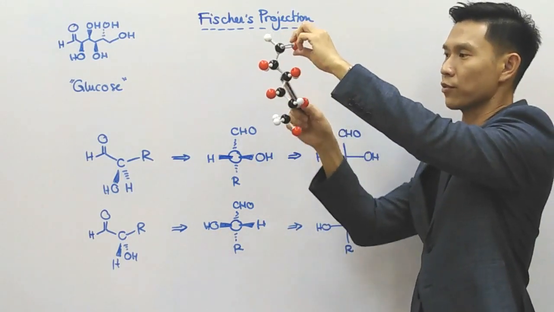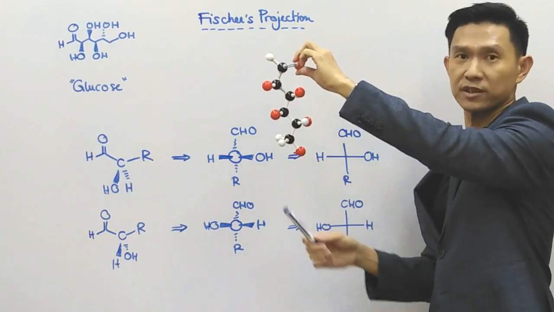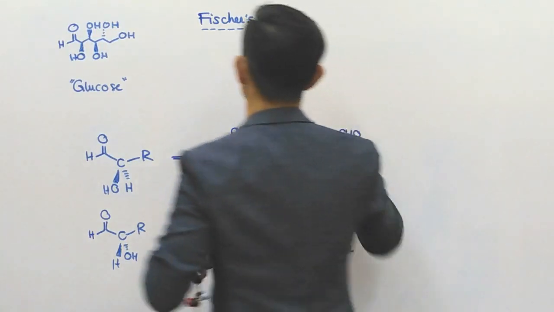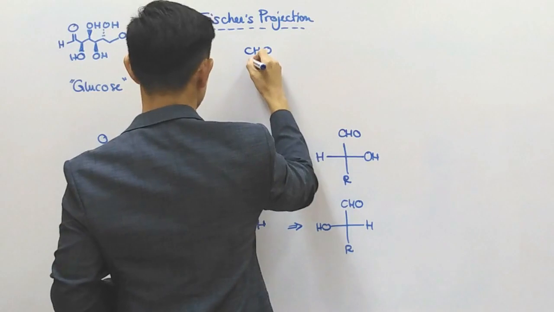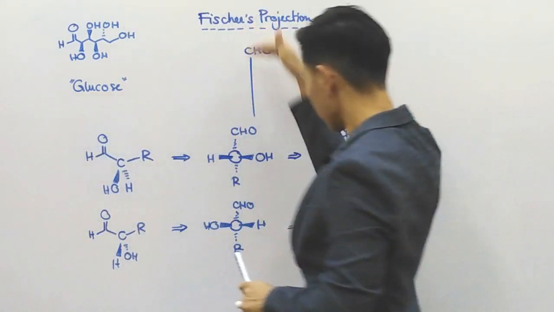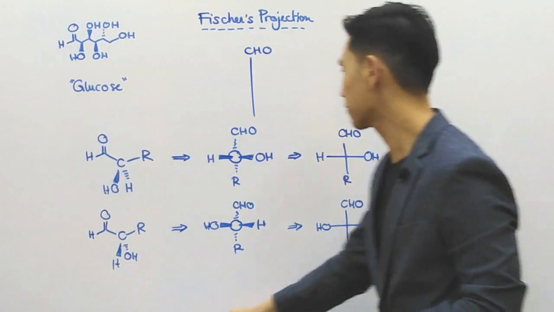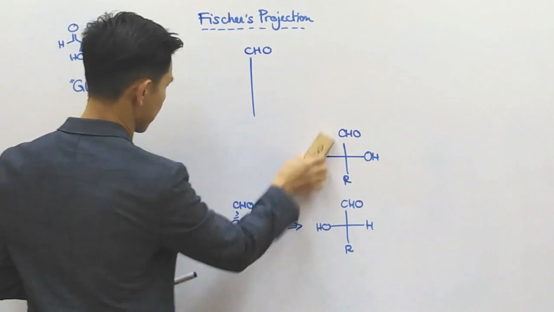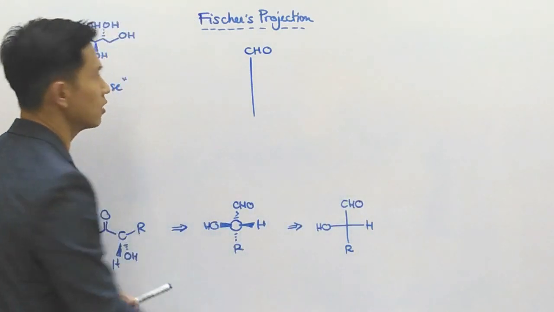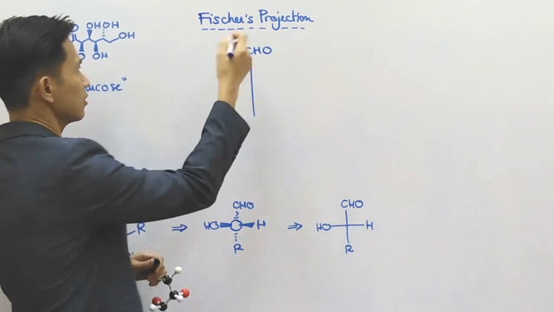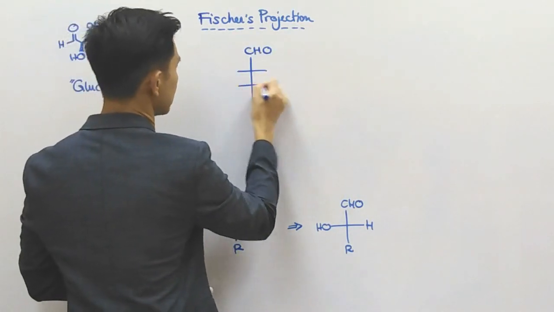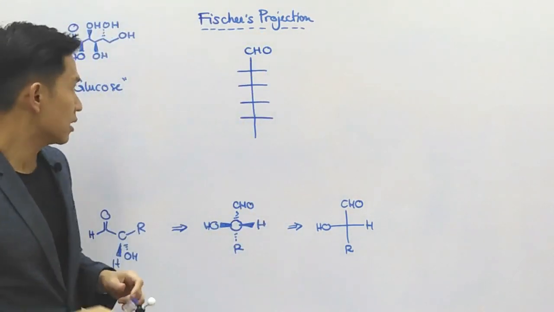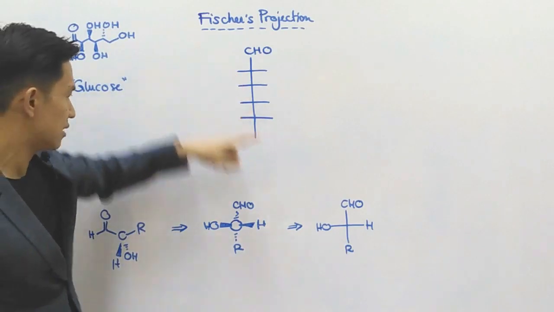And carbon number 1, 2, 3, 4, 5, 6. So we have all 6 carbons. Then we just arrange them downwards. So first of all, the aldehyde is on top, and we have several carbons running down vertically. So now, it's out of space. I have to erase something. Okay, so from this, the first carbon, second carbon, third carbon, fourth carbon, fifth carbon, and sixth carbon align downward. So each intersection is like this.